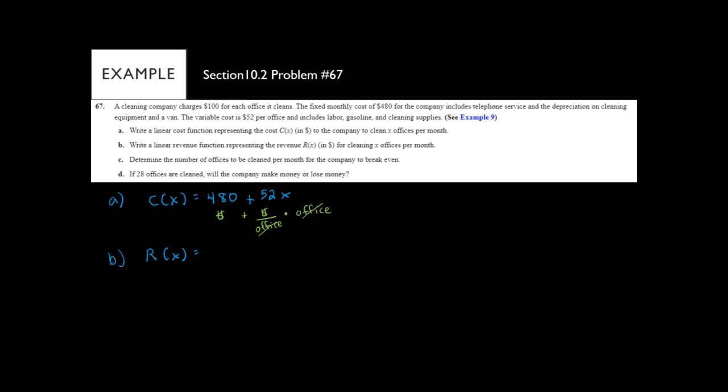So if there's $100 for each office, that would be 100 times the number of offices we're cleaning. 2 offices, you get $200. 5 offices, you get $500. So it's just 100 times X. So those are parts A and B.